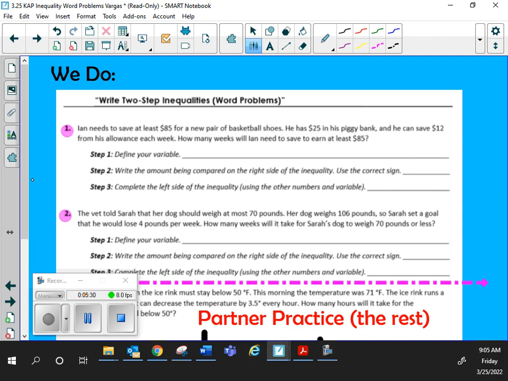As always, we want to start with our unknown, our variable. What don't we know in this? What are we trying to find? Exactly. How many weeks do you have to save? What letter could we use for that? W. Okay, we always want to define it. So W is going to be the number of weeks.